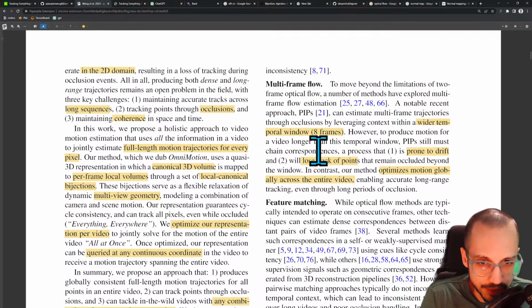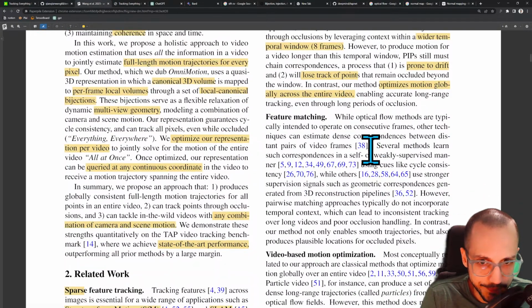You're not really going to be able to get much out of that, to be honest. Feature matching. While optical flow methods are typically intended to operate on consecutive frames, other techniques can estimate dense correspondences between distant pairs of video frames. But it's still pairs, right?